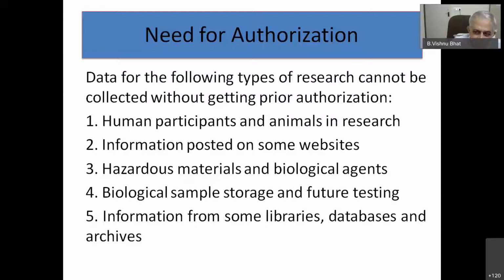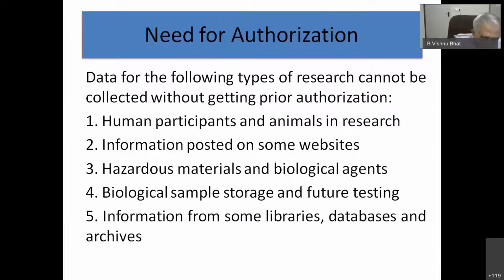If you are using hazardous material like radiation material or some biological material, or this coronavirus sample, all this you have to handle only with prior permission. There are particular committees for each one of them, the government agency which will give you clearance. So biological sample storage, future testing, all has to be cleared. You have to have a biosafety committee to clear those types of things.